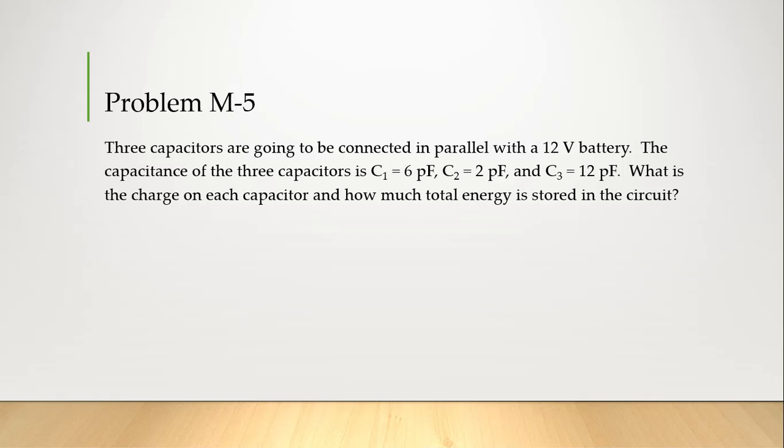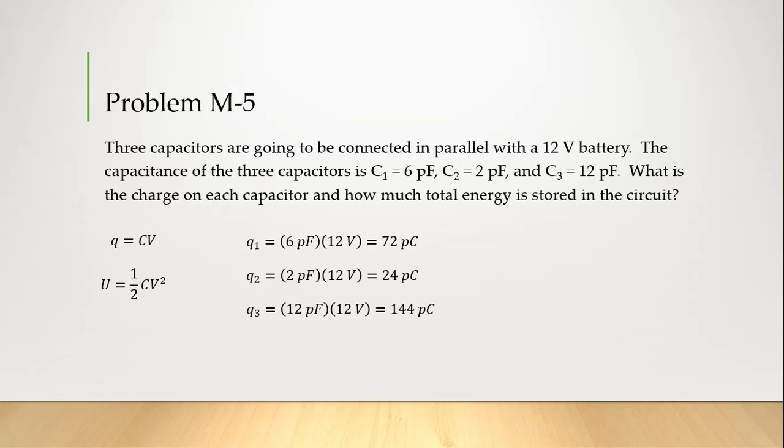Now I've asked the same question with the same three capacitors, only what if I put them in parallel with one another? So Q equals CV, and we know V is constant. For the first one, it is 72 picocoulombs. For the second one, it is 24 picocoulombs. And for the third one, it is 144 picocoulombs. So that means the total charge stored in this circuit is 240 picocoulombs.